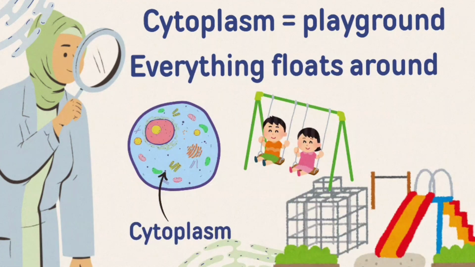Now imagine the school playground. It's the open space where all the students move around freely. The cytoplasm is just like that. It's the fluid inside the cell where all the organelles float around and interact with each other. Without the cytoplasm, nothing would have space to move or function.